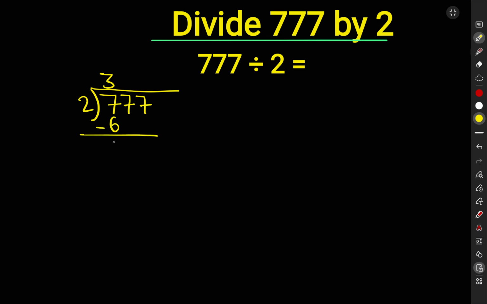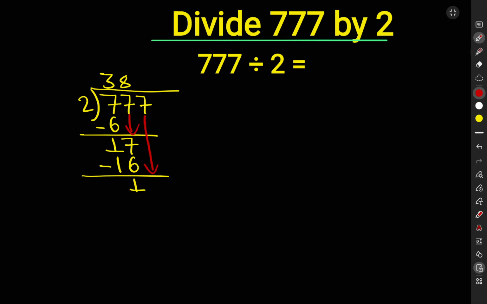On subtracting we get 1. So now we put down this 7 and it is 17. So 2 times 8 is 16. On subtracting we get 1.